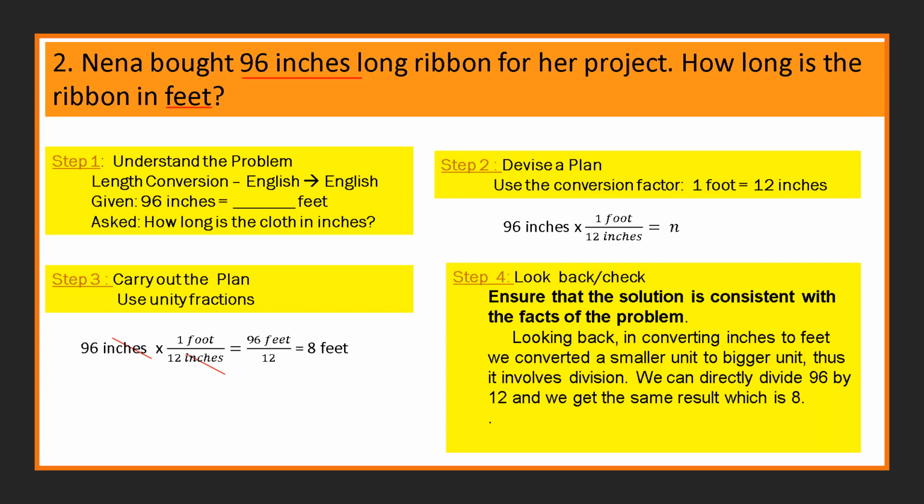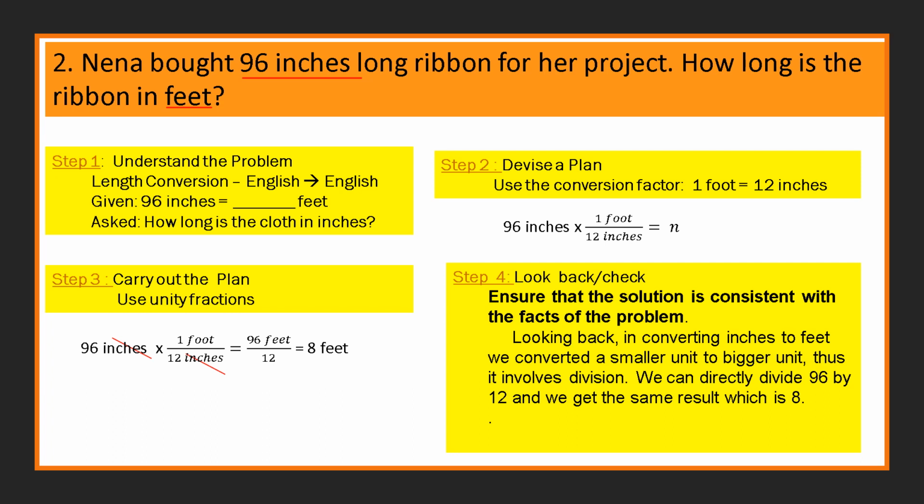Inches is in the English system, and feet is also in the English system. So given is 96 inches, and we have to convert it into feet. And what is asked in the problem? How long is the ribbon in feet? So step 2, we have to devise a plan. We have to plan the best strategy to solve the problem.